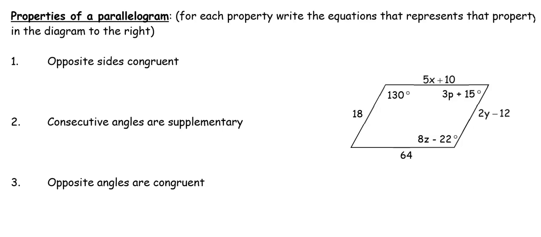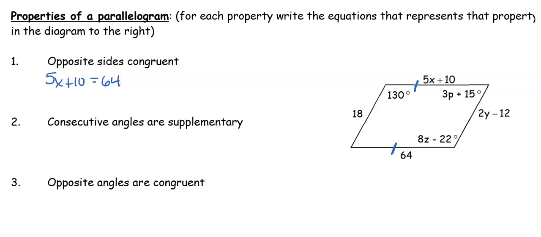Okay, so opposite sides are congruent. So opposite means that those are going to be the sides across from. We're talking about the side lengths, not the angle measures, and we want them to be congruent. So if I look at my diagram, here's the side, here's the opposite side. If I'm talking about opposite sides being congruent, the equation I would write would be 5x plus 10 is equal to 64.